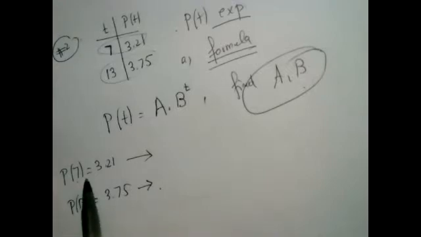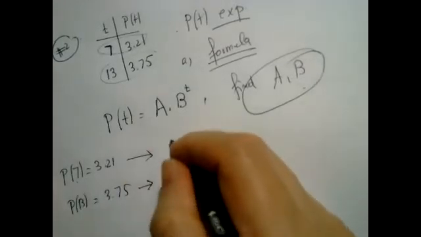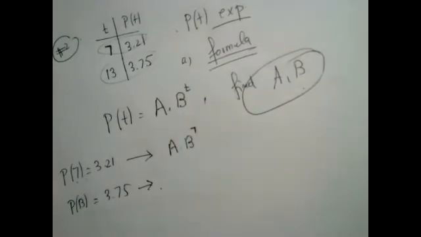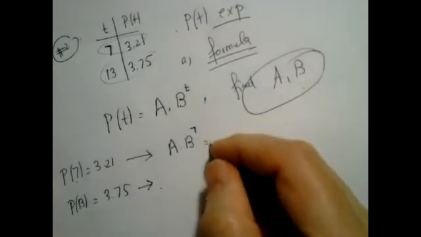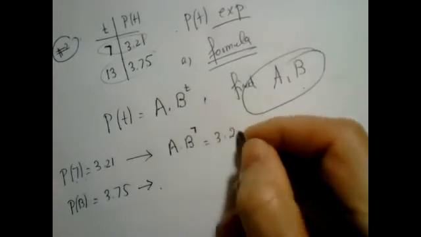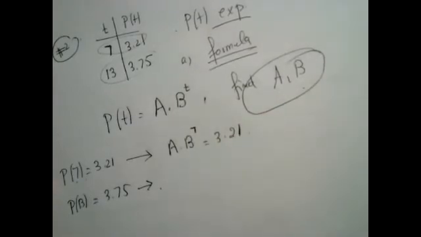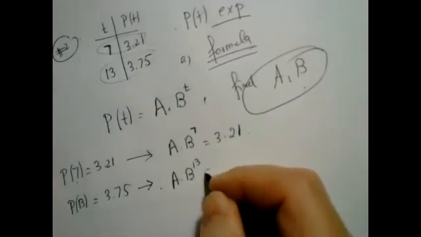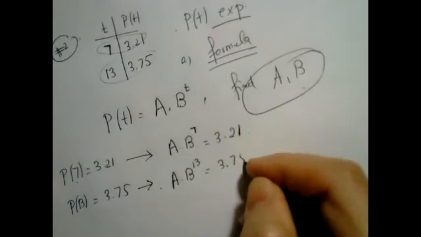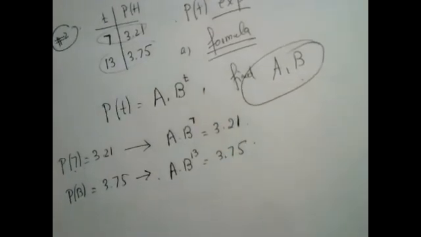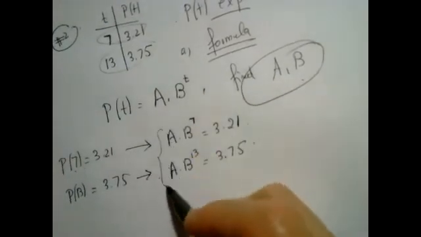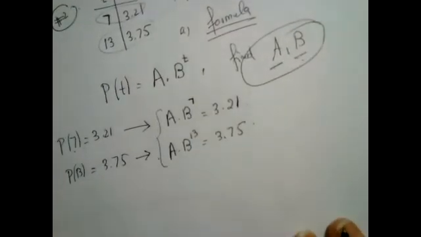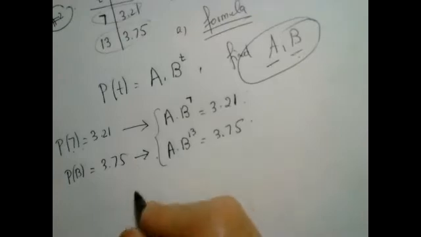So population at 7 is 3.21, which means we plug in 7 here, and we get 3.21. And I plug in 13 here for B, and I get 3.75. So the question now is I need to use those equations to solve for A and then to solve for B. All right, how do we do that?